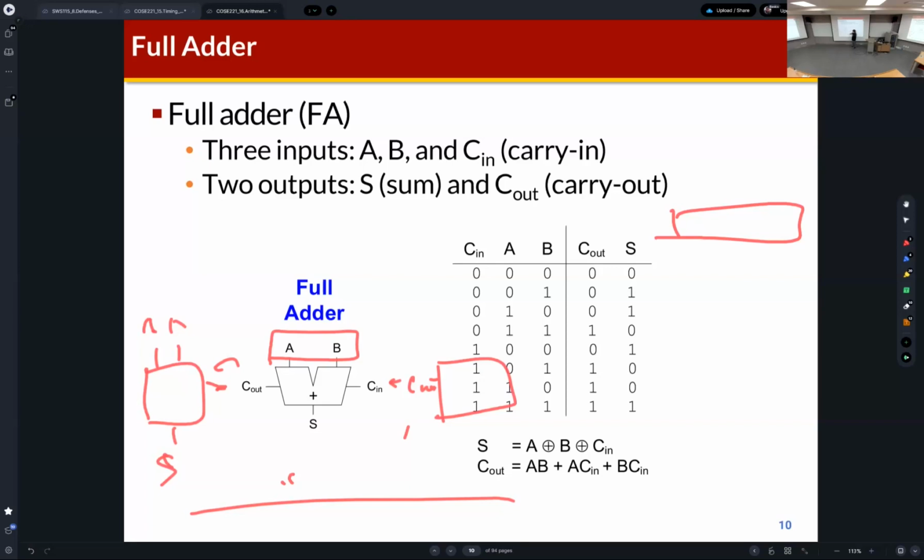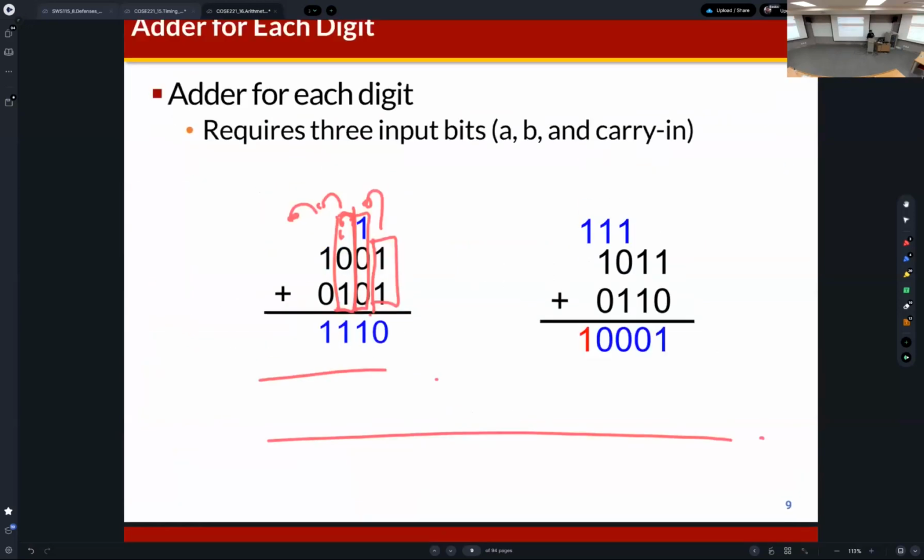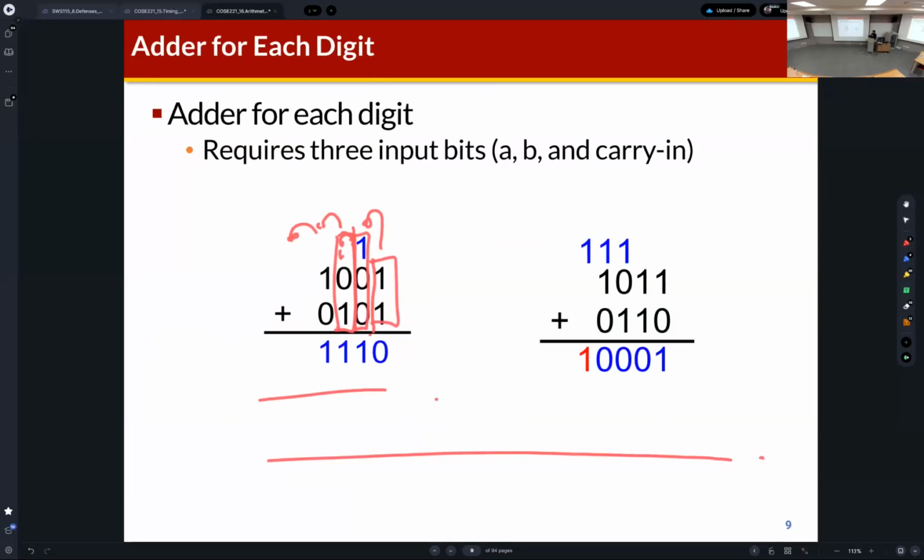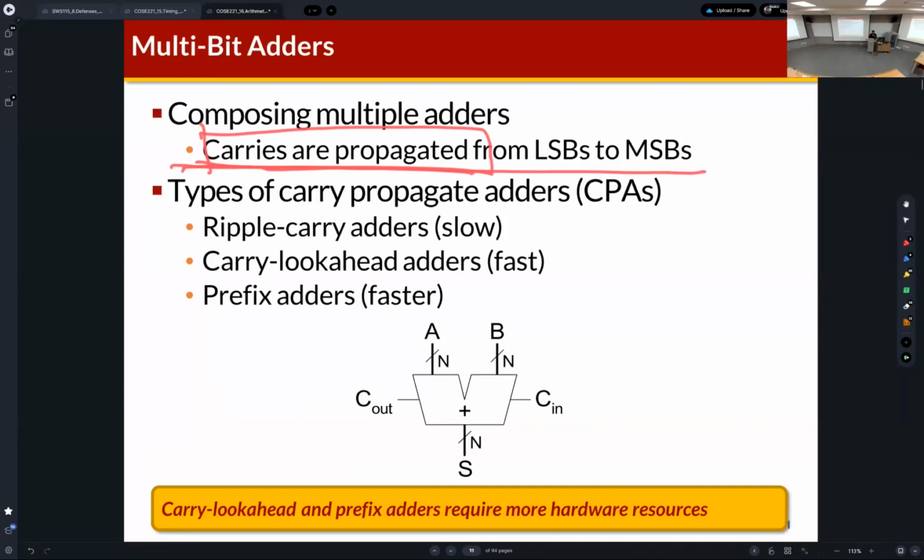But how about the carry? When we perform the add operation, we can observe that the carry is propagated from the previous digit. So the carries are propagated, and this carry propagation determines the longest delay of the adder. There are multiple types of carry propagation adders: the ripple carry adder, the carry propagation adder, and prefix adders.